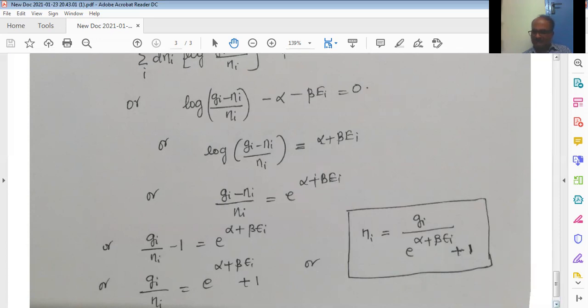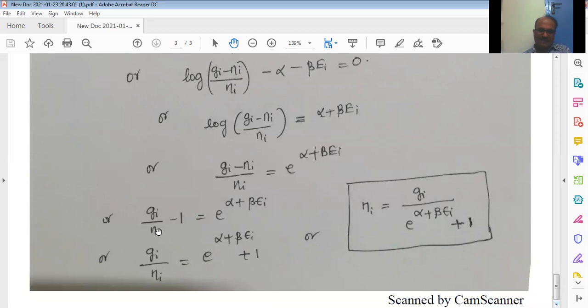or this is equal to Gi by Ni is equal to e raised to alpha plus beta Ei plus 1, because this minus 1 term is taken onto the RHS, so it becomes plus. And lastly, we rearrange the terms. We will get Ni is equal to Gi divided by e raised to alpha plus beta Ei plus 1. So this is the final expression for the Fermi-Dirac distribution.